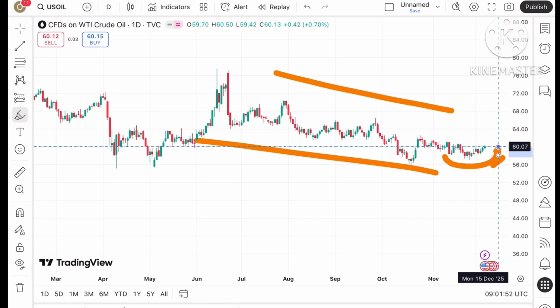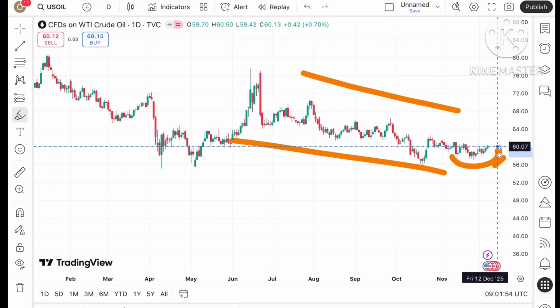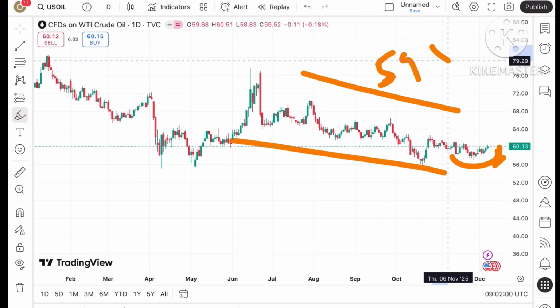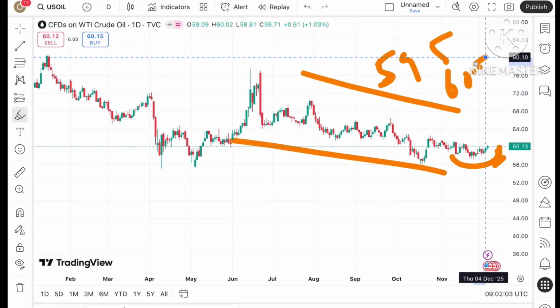On a day-wise chart, WTI is hovering between $59.5 and a level of 60.5. At this level is a key pivot resistance area. What you have to understand here is that gains have slowed, indicating this zone is being respected.